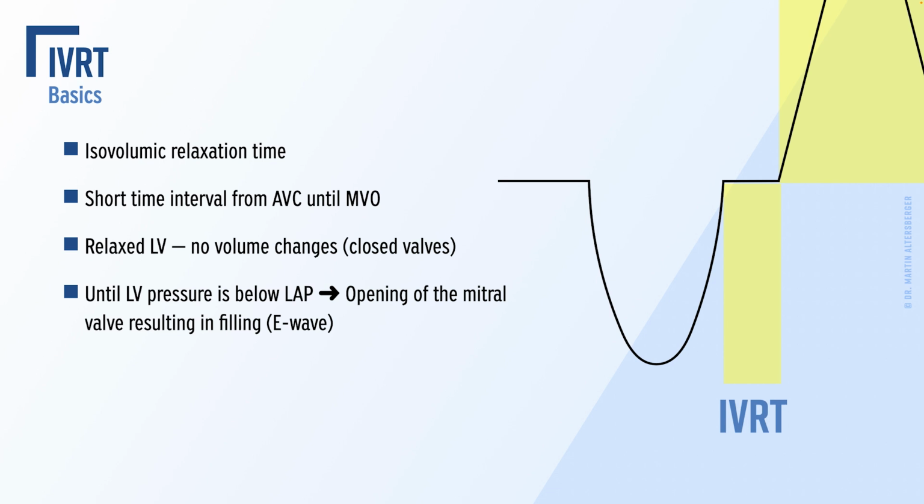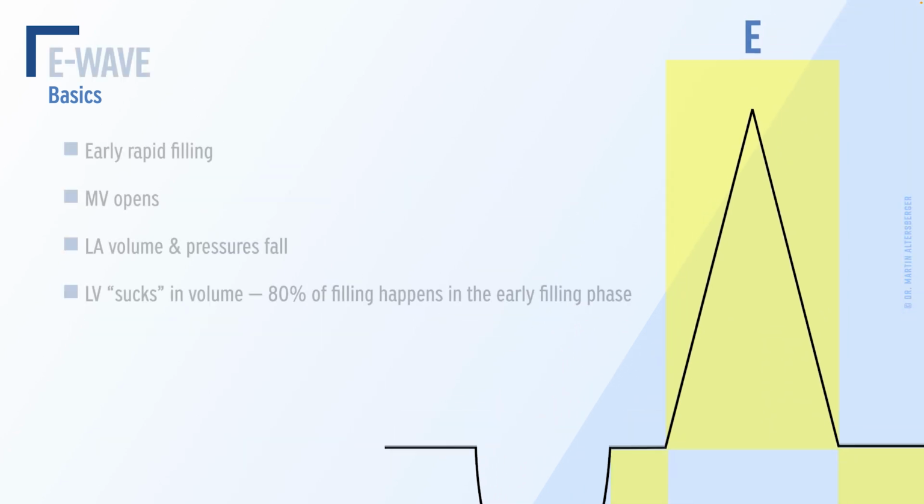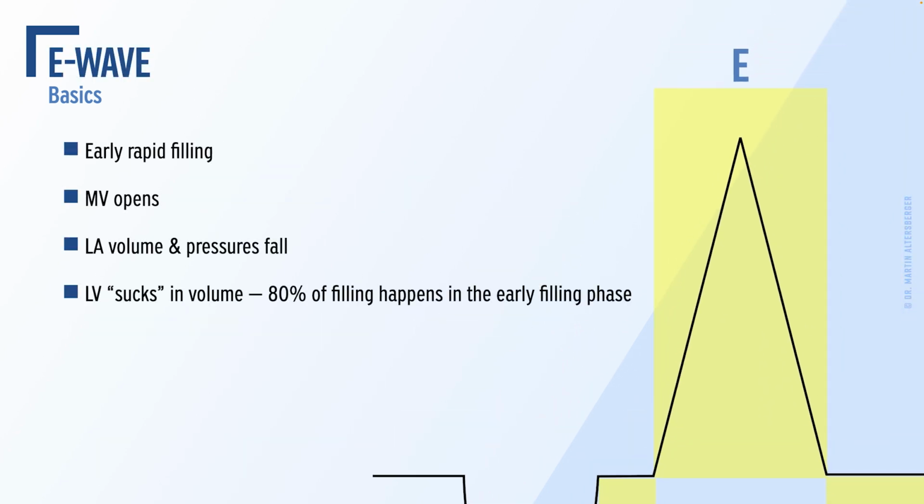And it is present until the left ventricular pressure is below the left atrial pressure, and then the opening of the mitral valve occurs. And that results in left ventricular filling, the so-called E wave. That's the next part we are looking at, the E wave. The E wave is the early rapid filling. The left ventricle sucks volume in. It's about 80%, 70, 80, even 90% sometimes that filling happens in this early diastolic phase.